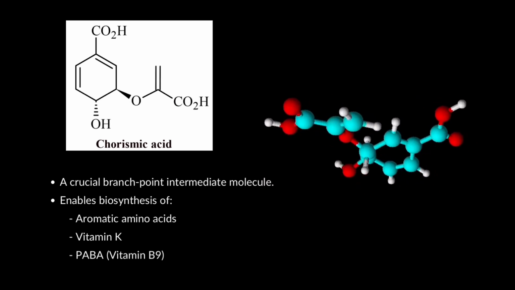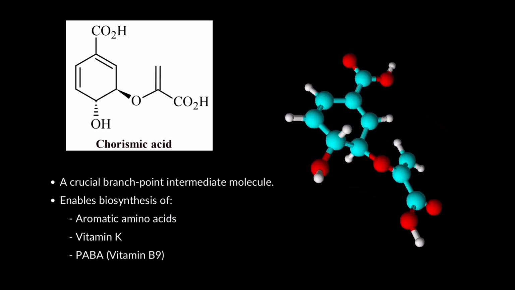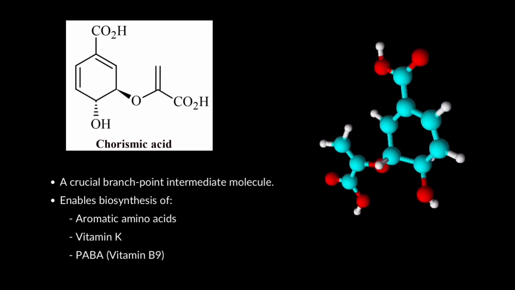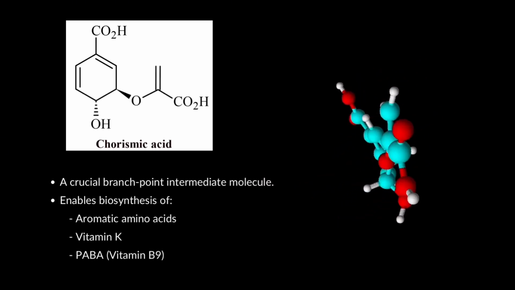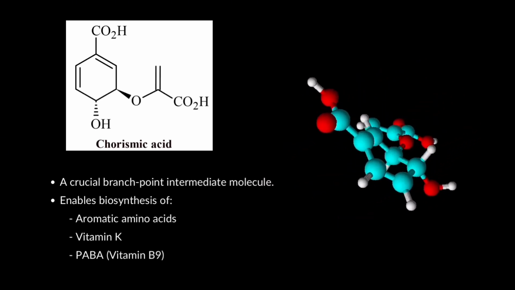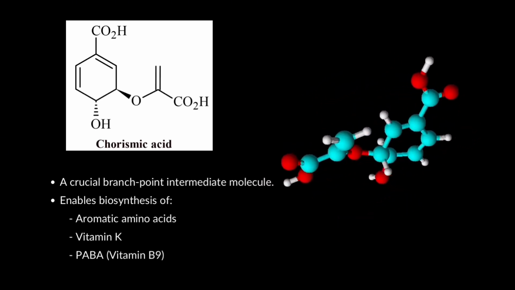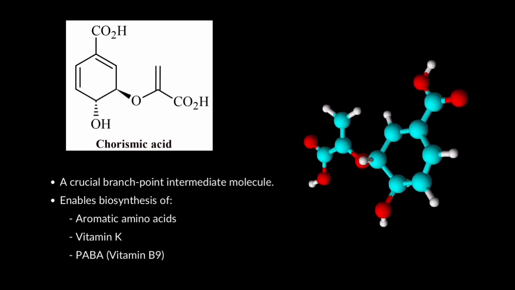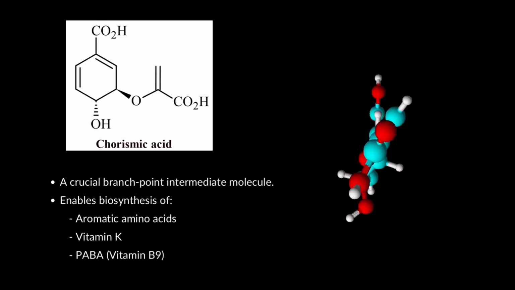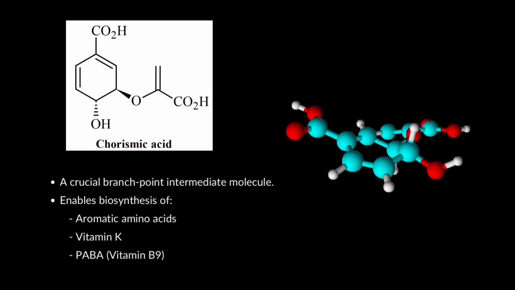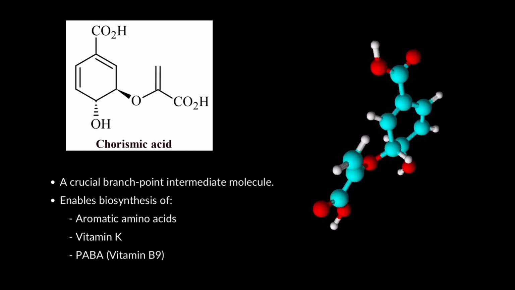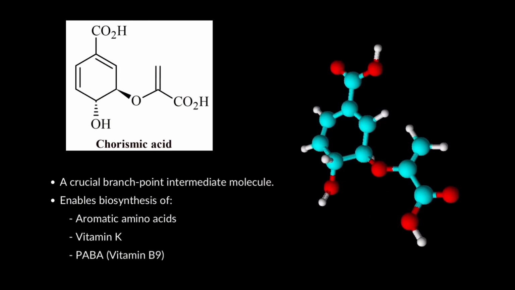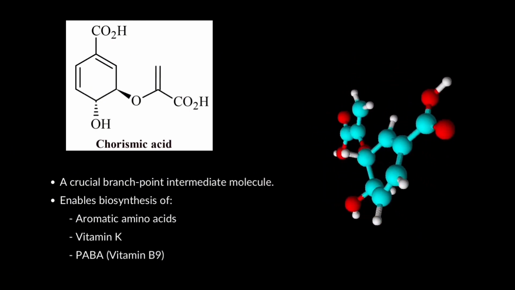Finally, the pathway concludes with the formation of chorismic acid, which serves as a crucial branch point compound for the synthesis of aromatic amino acids and other essential metabolites such as vitamin K or vitamin B9. While I have focused on the overall roles of these key enzymes, the detailed catalytic interactions that occur at the enzyme active site will be explained by Adam in the next section.